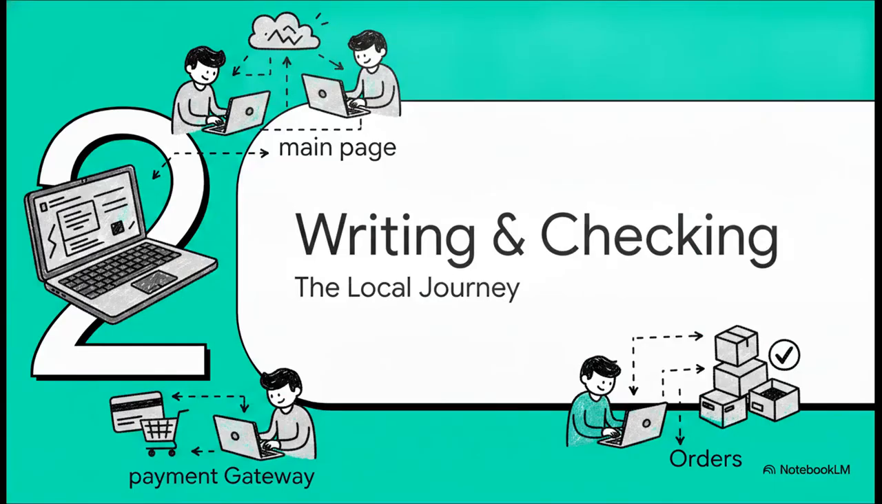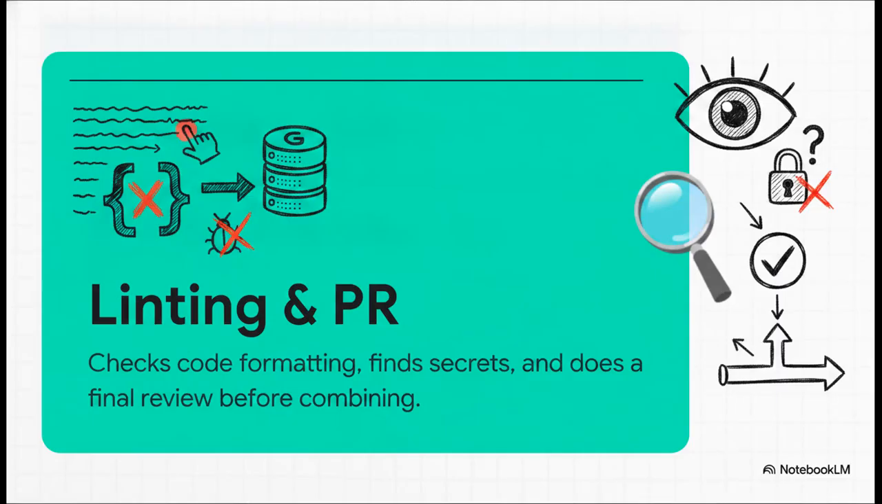Moving right along to Section 2, Writing and checking code, the local journey. So our code's journey actually begins as raw text. Imagine 3 developers sitting in totally different parts of the world. One's typing out the code for a main web page, another is working on a payment gateway, and the third is handling customer orders. Before their raw text is sent to a central hub like GitHub to be merged together, we have to check it.